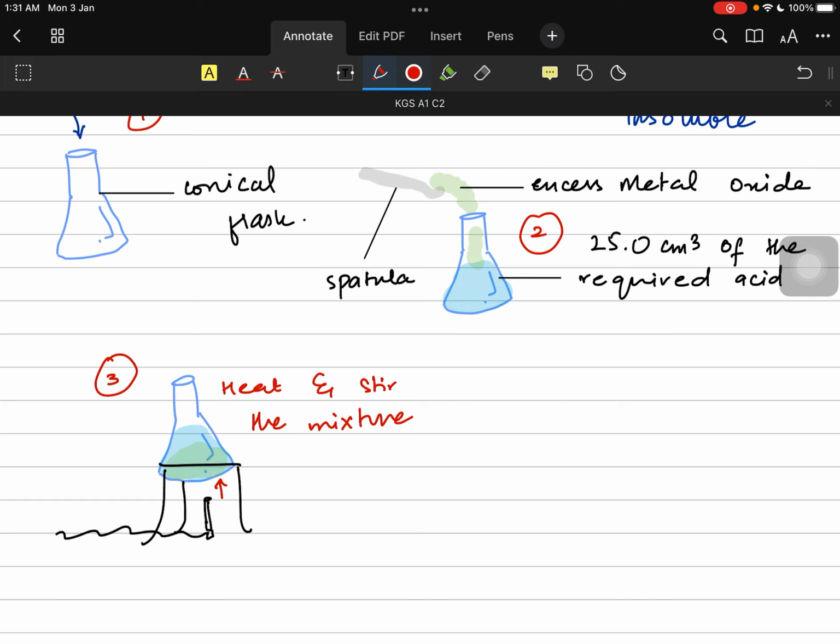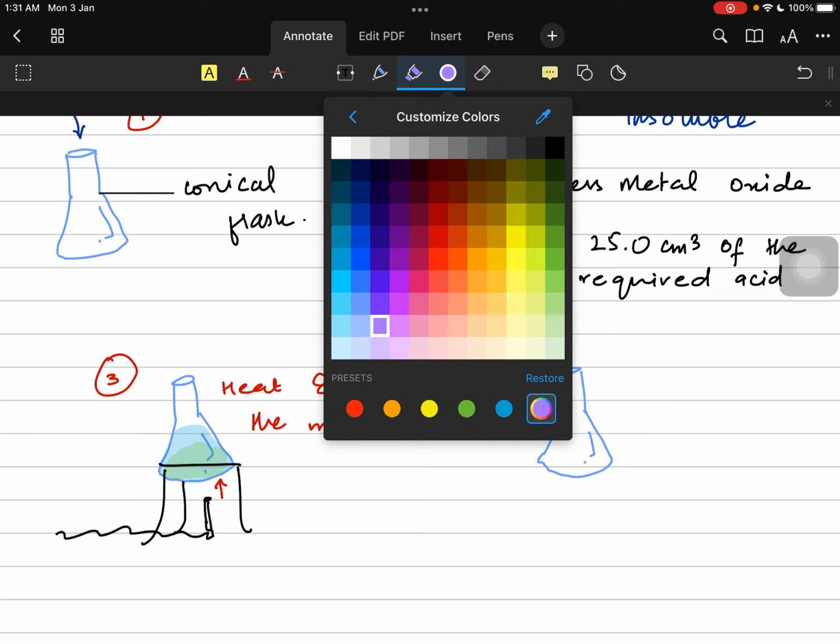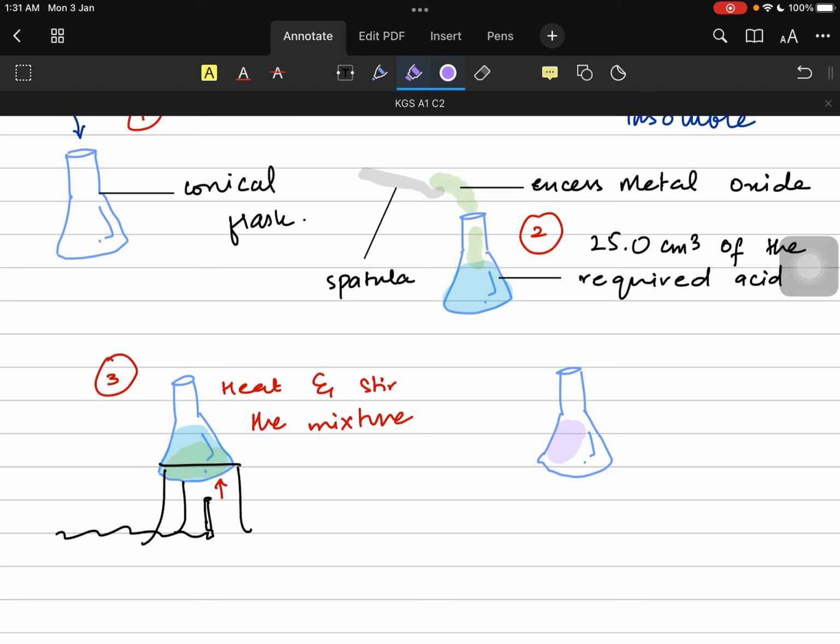Once the salt solution is made, you have to remove the excess or the unused insoluble base. Within your conical flask, you have your salt, but this time you have some extra insoluble base over here. Let's suppose, hypothetically, the purple solution is the salt solution, but you have some insoluble base remaining over here.